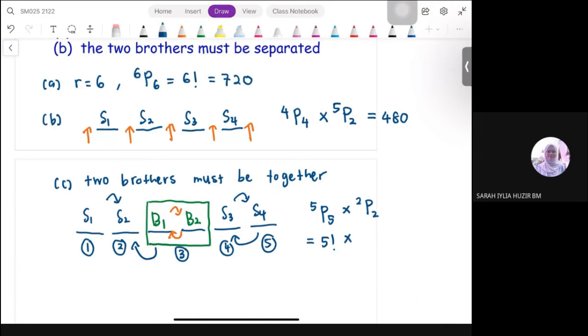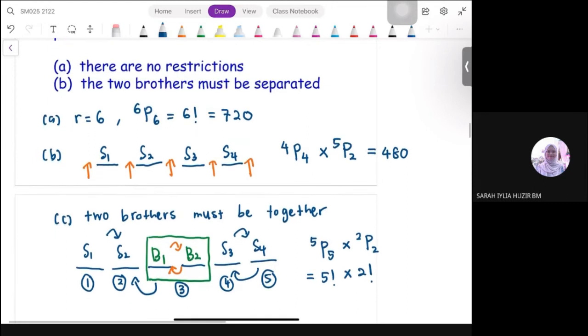Okay, 2P2 can be simplified as 2 factorial. Berapa jawapan dia? Awak kira lah, sebab saya baru tambah soalan ni. Saya tak kira jawapan dia berapa, tapi itulah jalan kerja dia. 5 factorial times with 2 factorial. Itu untuk together. These 2 types is quite famous situation lah.